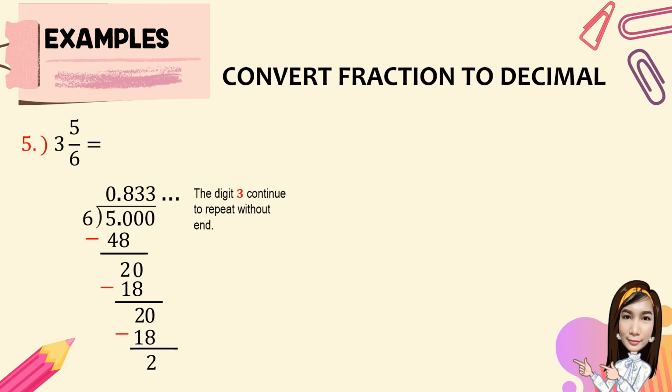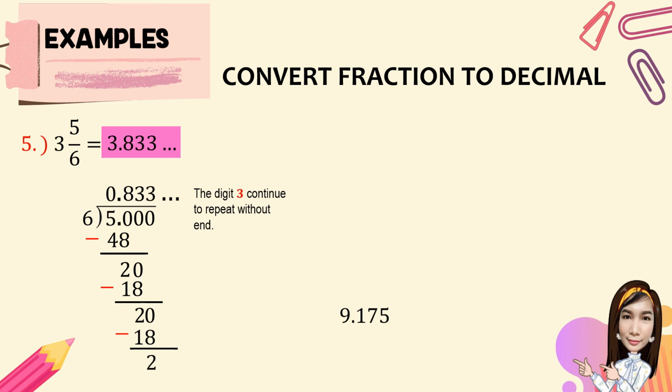Now, as you notice, the digit 3 continues to repeat without end. So we just use 3 dots or ellipses that denote that the number continues to repeat without end. So 3 and 5 over 6 is equal to 3.833 and so on.